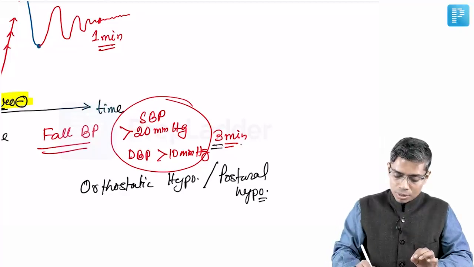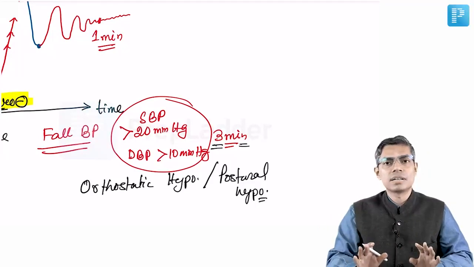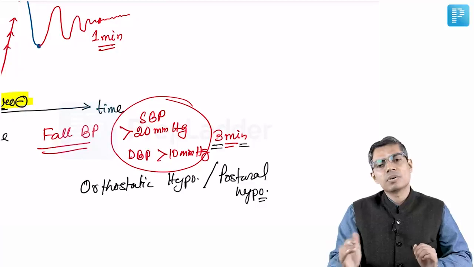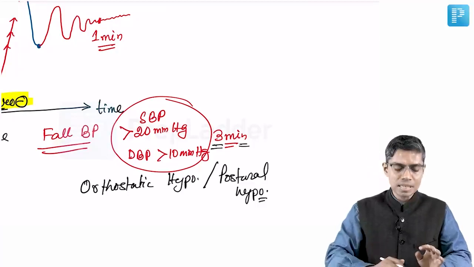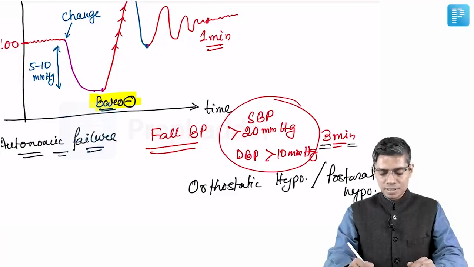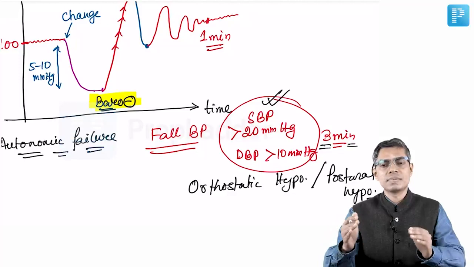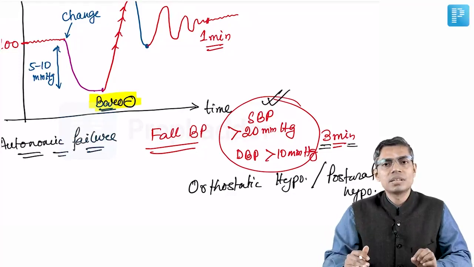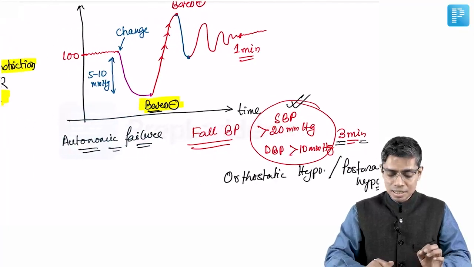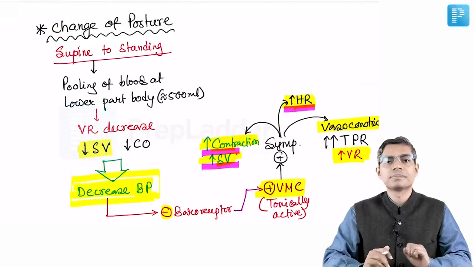Generally this fall should occur within 3 minutes. If it is happening after 3 minutes, then that is not orthostatic hypotension. There may be other causes, maybe blood loss, maybe volume loss. But in most cases, if autonomic failure is there, then this severe blood pressure fall will remain for a long duration. Sustained severe fall will occur within 3 minutes of standing, right? So this is the postural correction of blood pressure by baroreceptor and orthostatic hypotension.